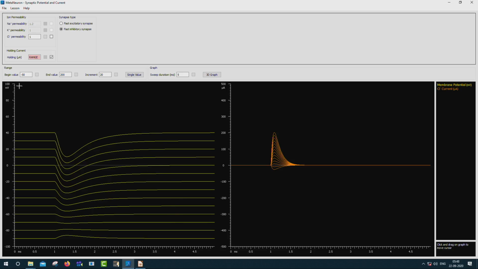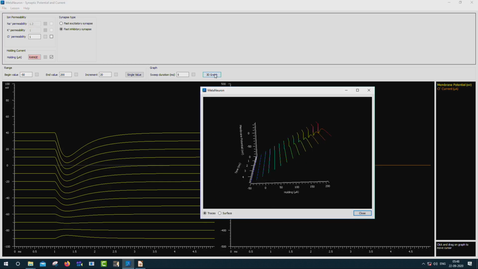Here again, the range is minus 50 to 20, and you see it going up from minus 50 to plus 20, and the reversal potential occurs somewhere here. And this is the equivalent currents going through the chloride channels. If you look at the 3D graph, yeah, you can see it.